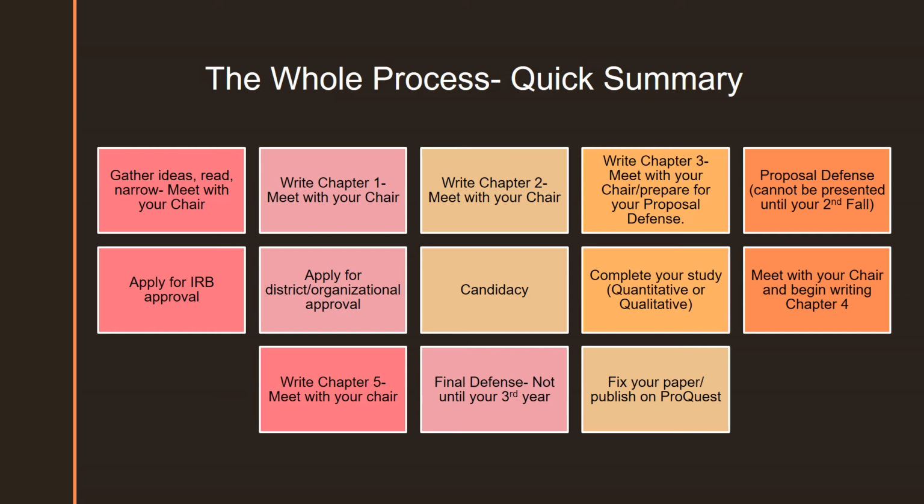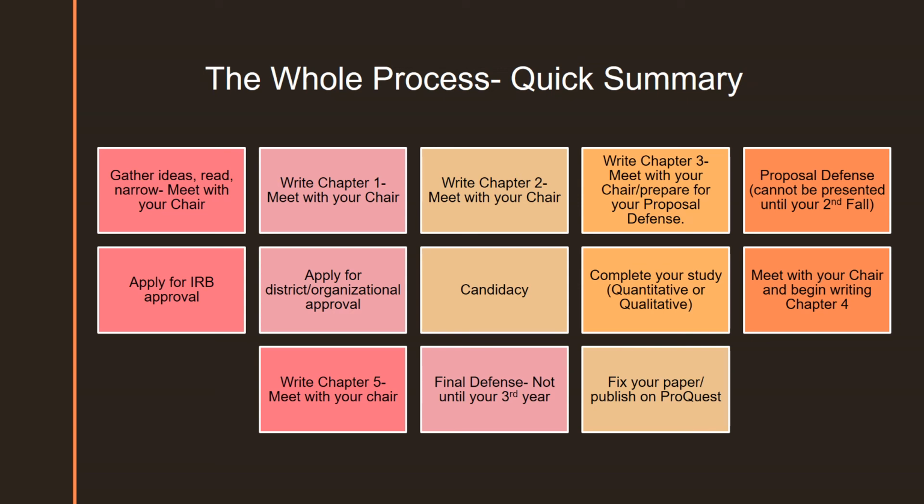Then you're going to work on your study, whether it be quantitative or qualitative. You meet with your chair and begin writing chapter 4. So you're sharing your data with your chair. You write chapter 5, meet with your chair, make sure it's clean. Final defense, not until your 3rd year. After you have completed your final defense, that means your paper is clean. You have 30 days after your final defense to clean up any parts of the paper that the committee felt needed to be tightened up a little bit.